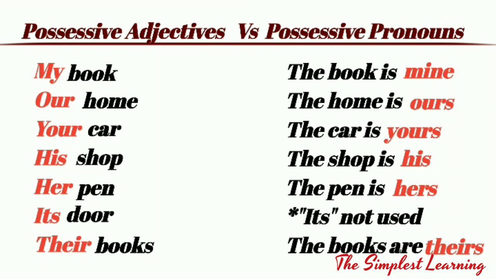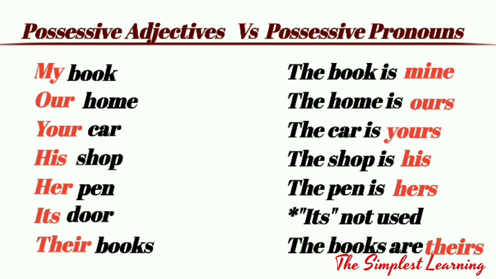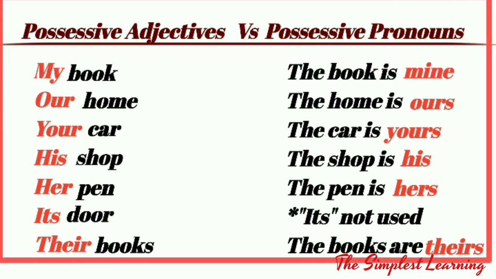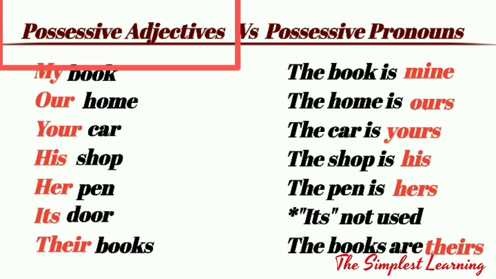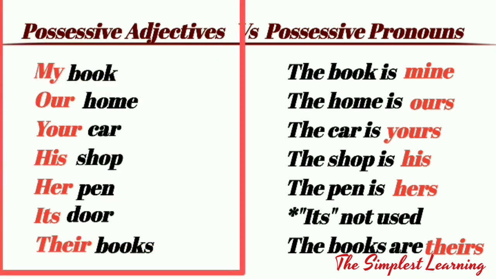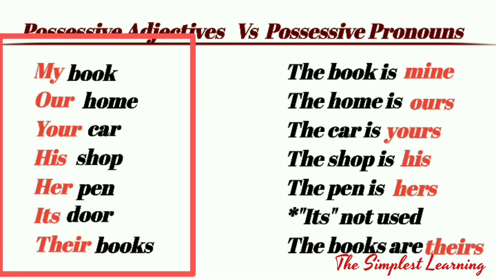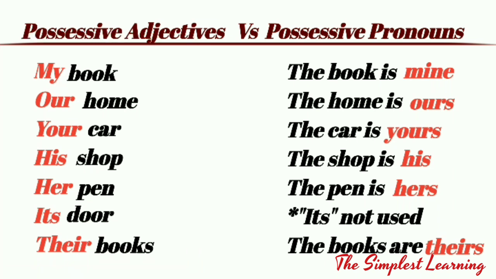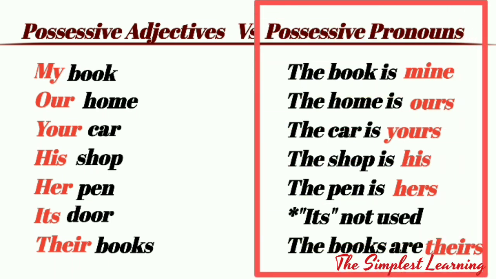You should remember that the word its is not used as a possessive pronoun. Now it is clear that both the possessive adjectives and possessive pronouns are used to show ownership, but remember that the possessive adjectives always come before nouns, as you are looking in these examples, while possessive pronouns replace nouns in a sentence and stand alone.